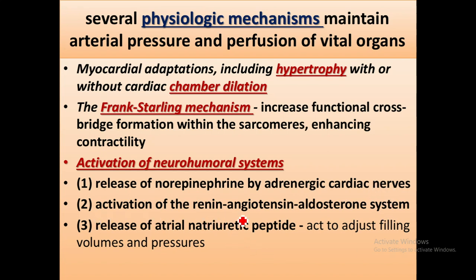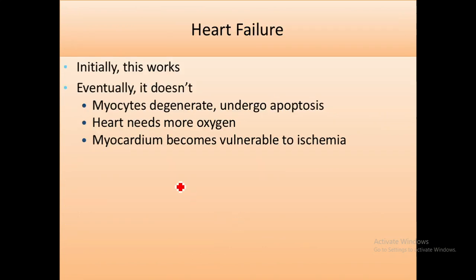Then activation of the renin-angiotensin aldosterone system and release of atrial natriuretic peptide, which both will try to adjust filling volume and pressure. So up to a certain extent, these compensatory mechanisms work, but eventually, if the cause is not removed, myocytes will undergo degeneration and apoptosis. Plus, because there is increased workload, the heart needs more oxygen, and the myocardium becomes vulnerable to ischemia.